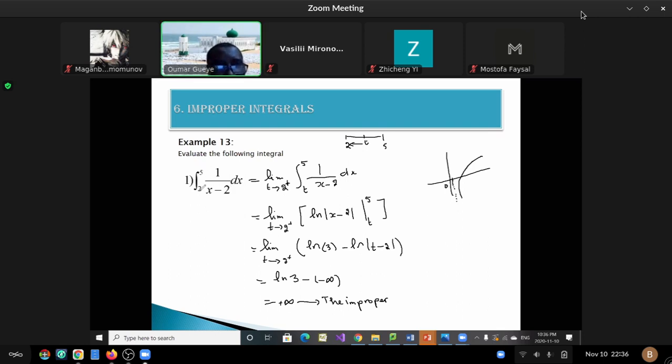Instead of 5, at 2, the function is not continuous. And anytime your function is not continuous, at that point you have to remove it and replace it by t. It's not just picking one of them, whatever you want.